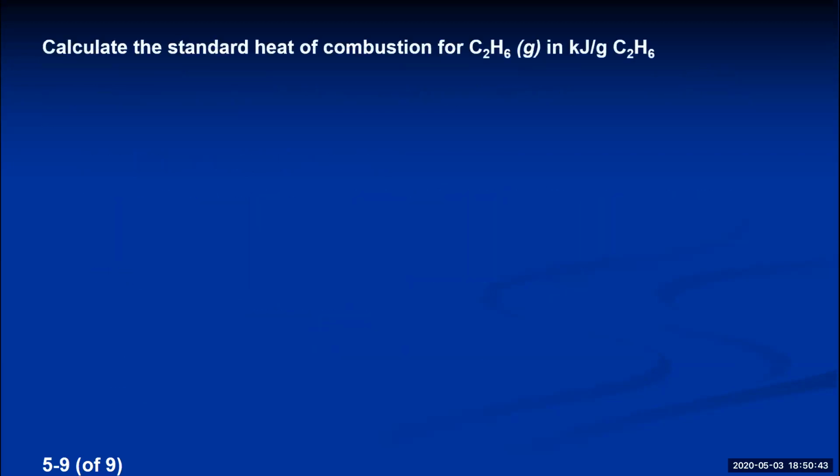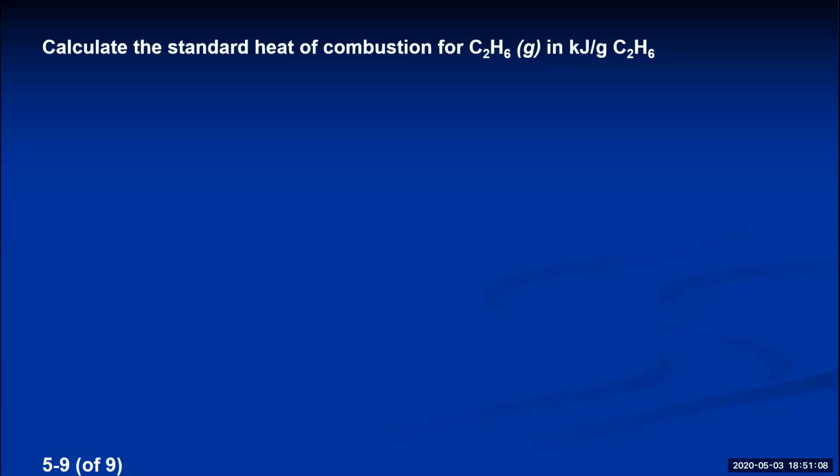Final problem will be a theoretical calculation. I want you to calculate the standard heat of combustion for C2H6 gas in kilojoules per gram of C2H6. Now this could be done experimentally in a bomb calorimeter, or it could be done theoretically by using bond energies, or it can be done theoretically by using standard heat of formations. And I'm going to want you to do it the latter way.